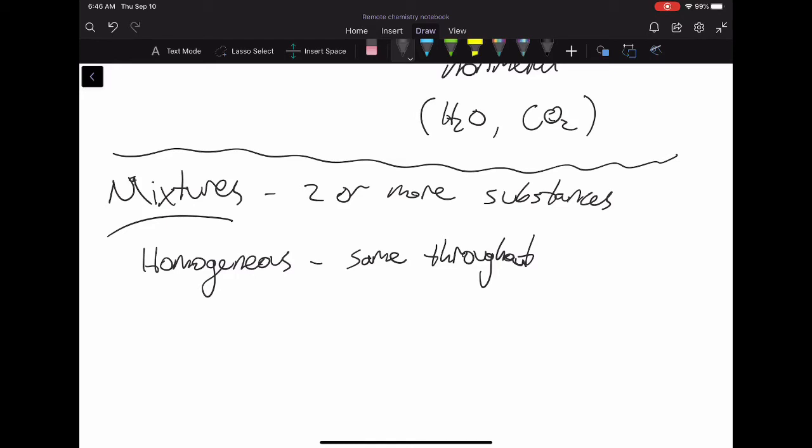An example of a mixture that is the same throughout would be something like Kool-Aid. So when you mix that Kool-Aid mix in the water, it's not unevenly distributed. That Kool-Aid is evenly distributed throughout that water, and so it is the same throughout. We call that a homogeneous mixture.